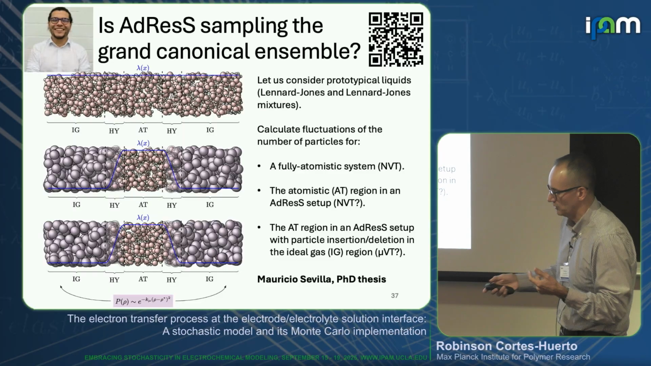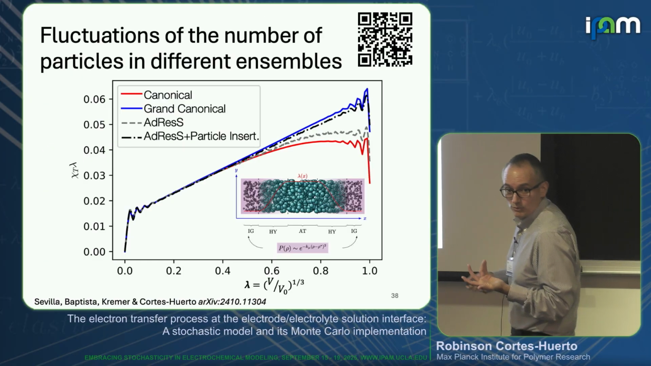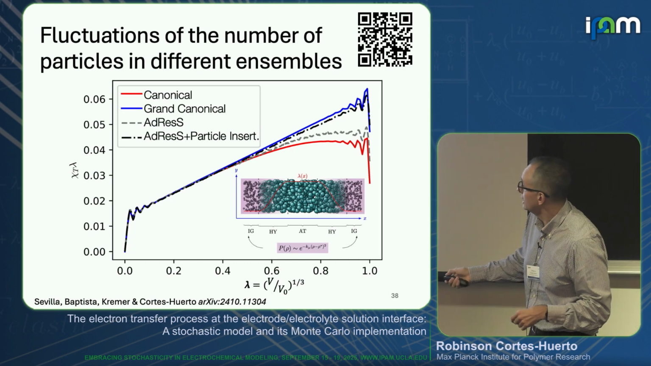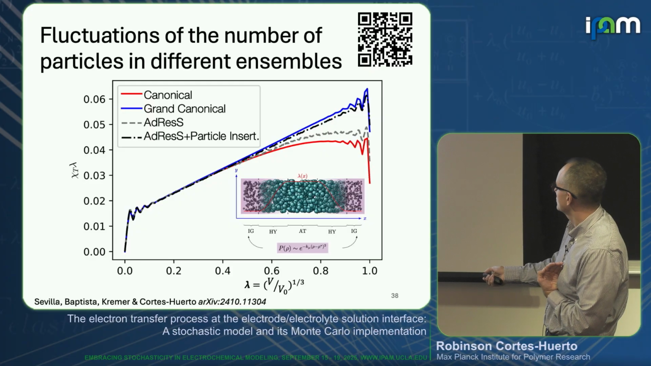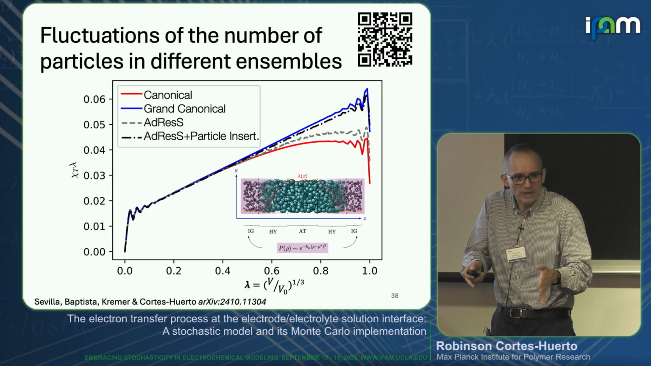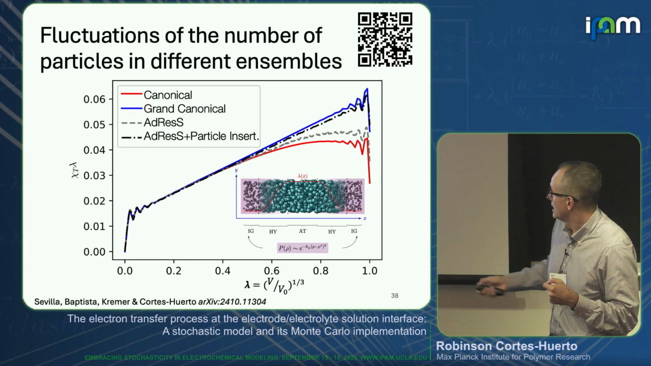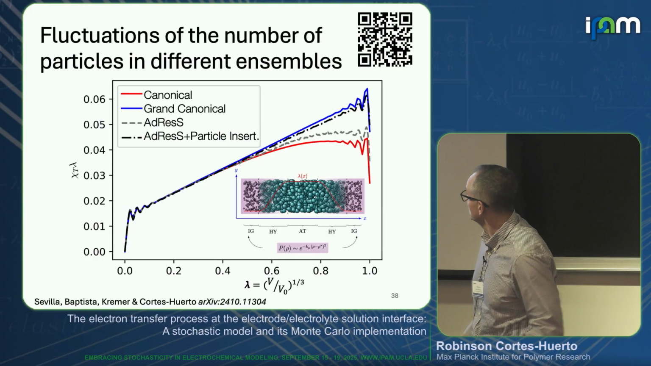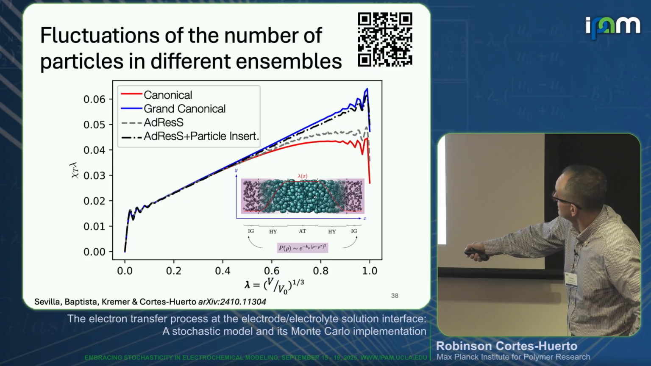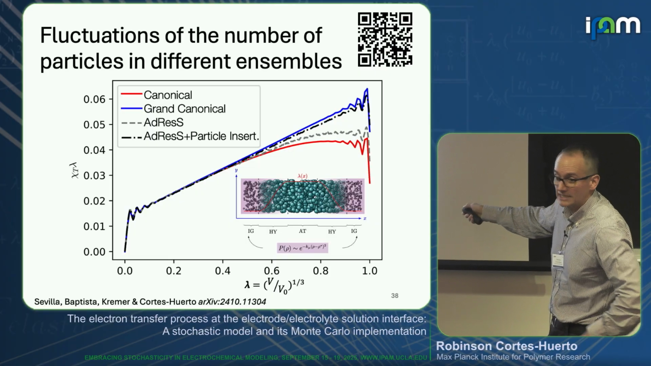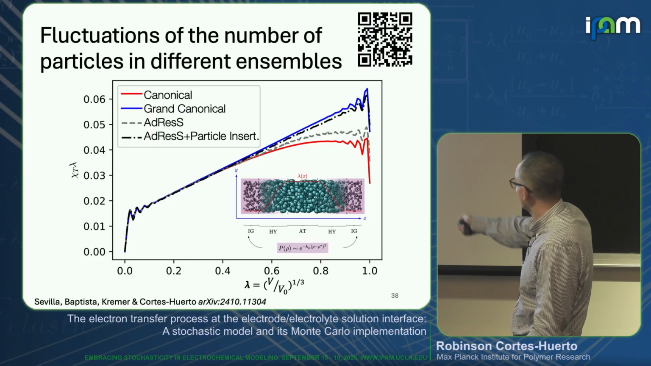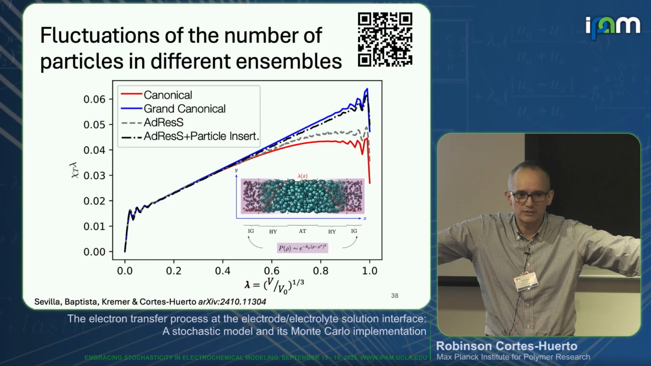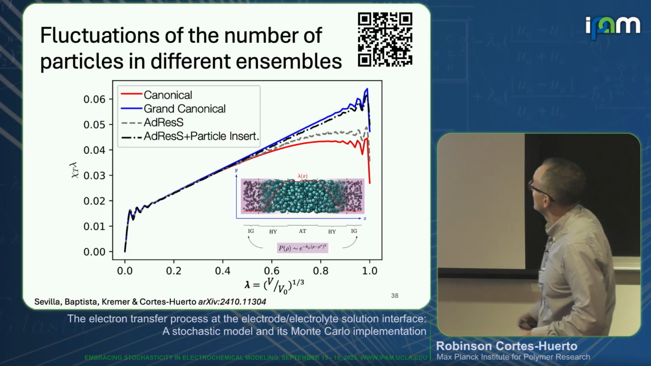And this is what we expect to see, and actually this is what we see. Here you have a comparison between canonical and grand canonical fluctuations of the number of particles as a function of the volume of the subdomain in this atomistic region. When we get here to 1, that means that we reach the size of the atomistic region. For the fully atomistic system, you get this behavior here in red. The curve is bending and it's going to 0, as soon as you reach the full size of the simulation box.